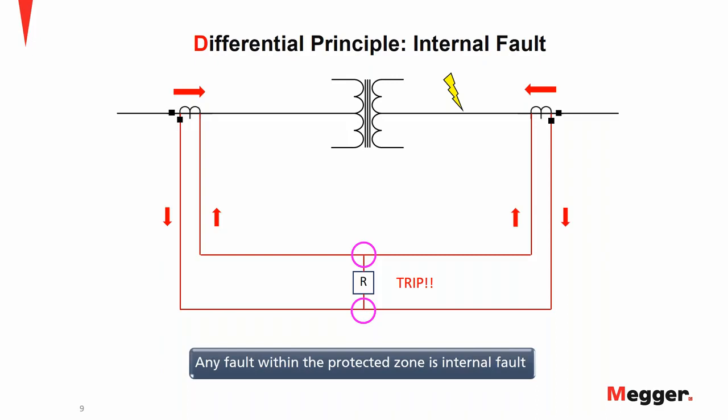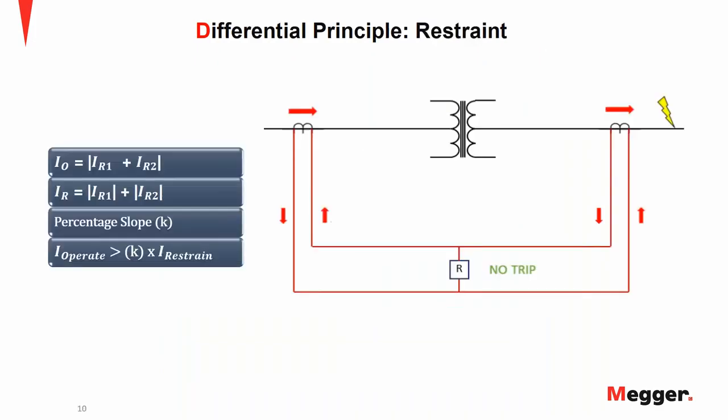This condition will hold true as the relay sees the internal fault and trips on a differential condition, right? But does this mean that any difference in current should immediately trip? And the answer is no, because even during normal operation, you have a lot of mismatch and errors happening within the circuit itself.